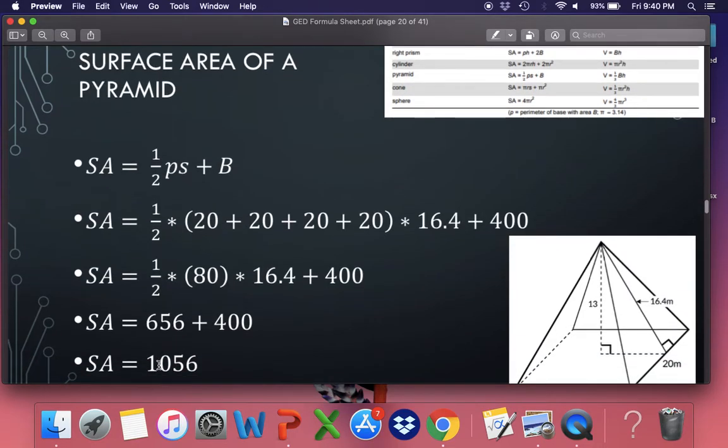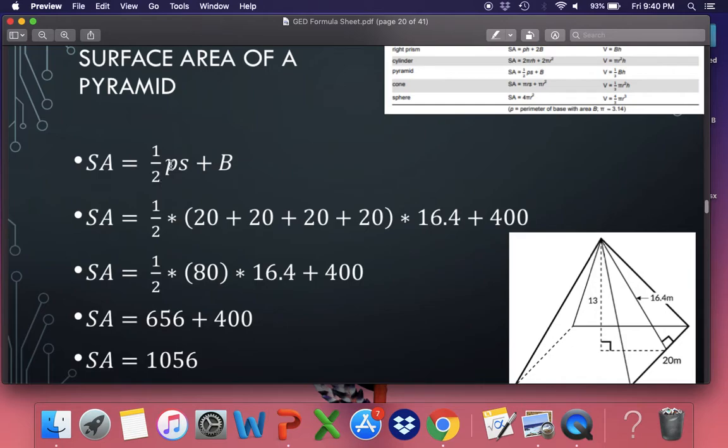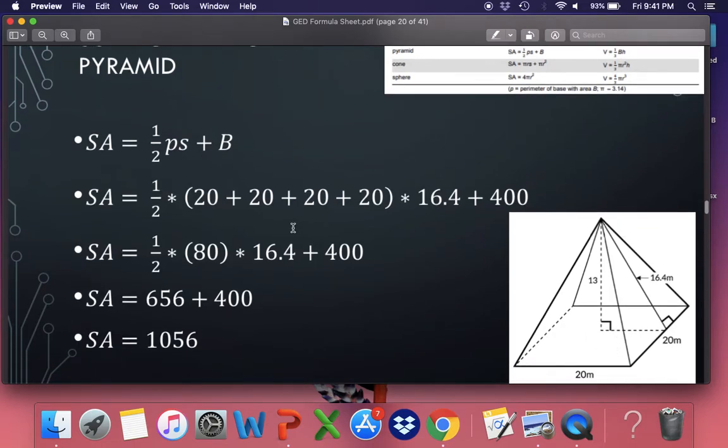Surface area of a pyramid will be half times the P times the S plus the B. P is the perimeter of the bottom of the object. S is the slant height, so not the height like if it's a tent, but the height of the slant. And then B is the area of the base again.